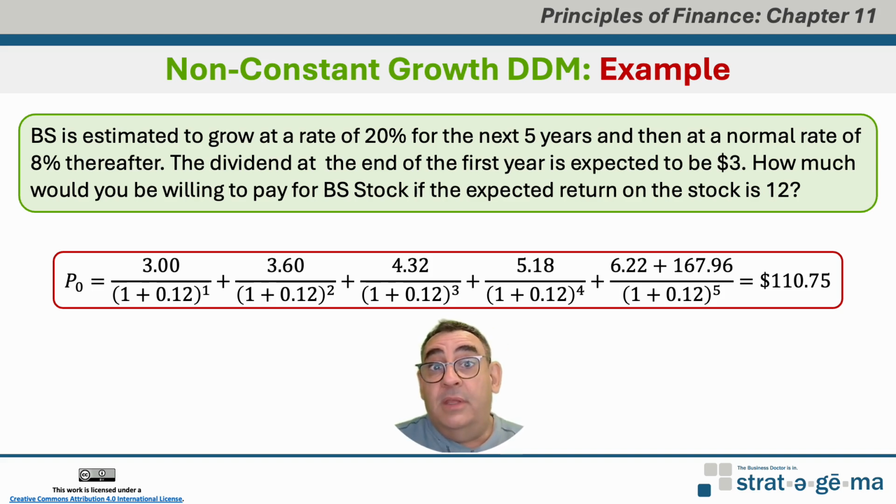You could use your calculator and the time value of money functions that we've gotten accustomed to using. So 1 N, 12 I/Y, 0 PMT, $3 future value, compute PV, store it. 3.60 future value, 2 N, compute PV, store it. 3 N, $4.32 future value, store it, etc. But I think there's an easier way. Anybody want to guess? Cash flow function.